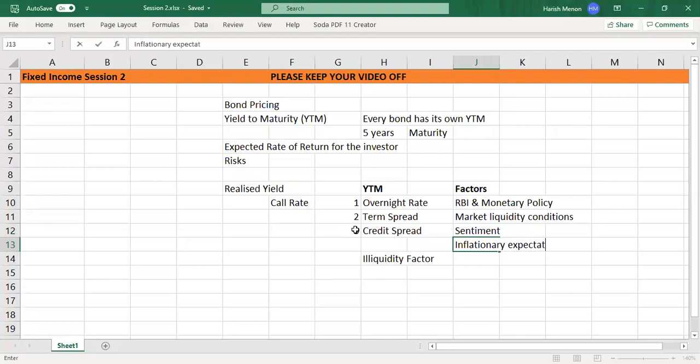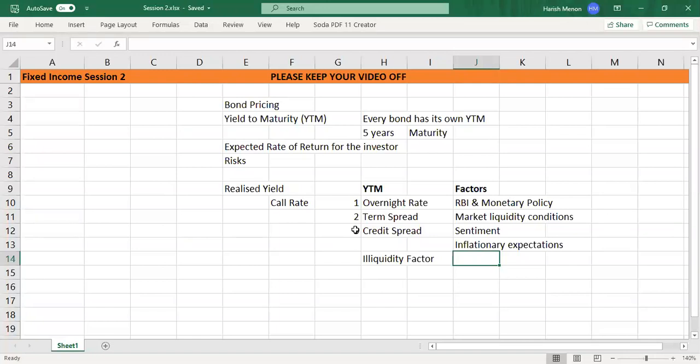This is for long term. So inflationary expectations play a role for term spread. So how much should you get for 10 years has a lot to do with how much will be the inflation over a period of 10 years. We consider inflation as very important in the world of bond markets. So if you hear fund managers talking, they will say we expect inflation to come down over the next 1 year, so we also expect yields to soften.